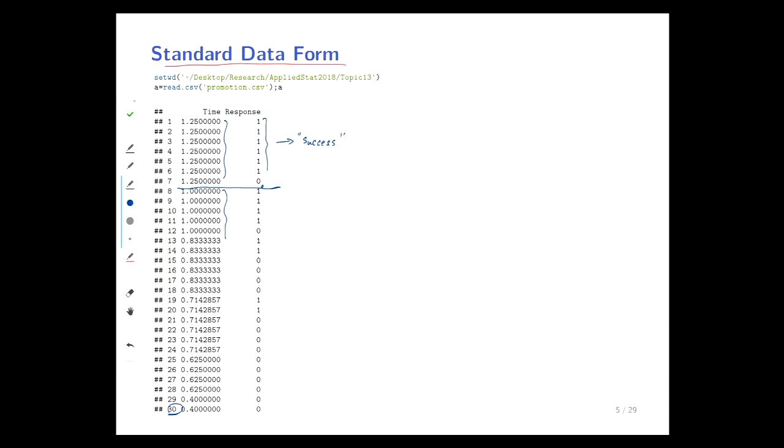And also, we can compute the number of successes at the advertising time equals 1.25. The number of successes at time 1.25 is 1, 2, 3, 4, 5, 6. So the number of successes at time 1.25 is 6. So if you see a 1 here, we usually give it a name: the success of this trial.